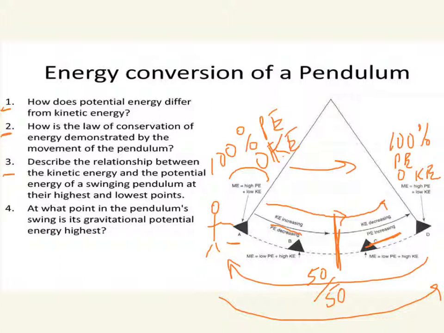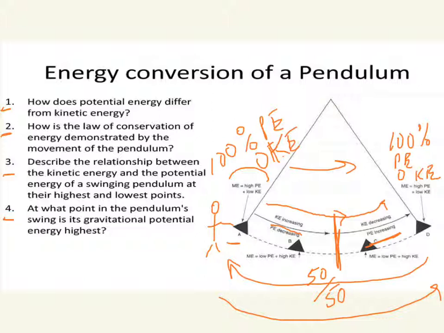Now question number 3. Describe the relationship between the kinetic energy and the potential energy of the swinging pendulum at their highest and lowest points. So we just talked about the connection here in relation to the law of conservation of energy is how it's transferred from one form to the other. So from potential to kinetic and back from kinetic to potential.